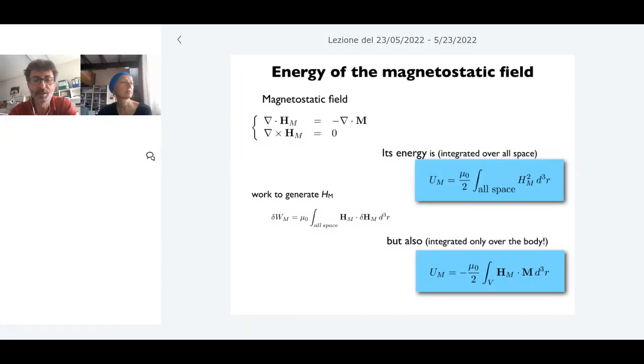Look at the chat, if someone wants to answer. What's the difference between the initial case of the magnetic moment in the magnetic field? Someone wants to try to give the answer?